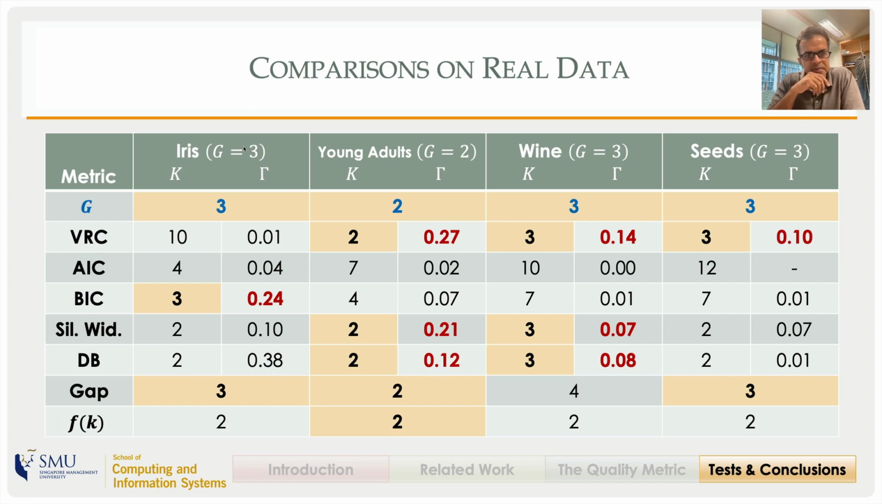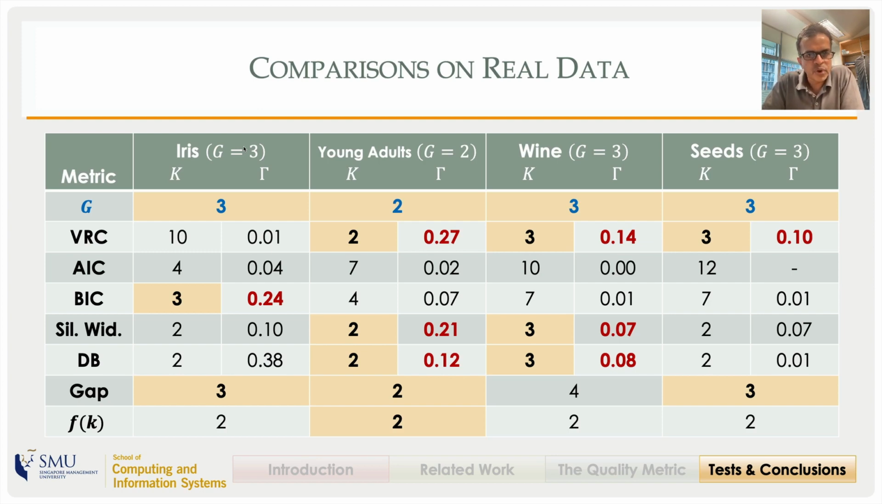When we go to the real data, we assume that the number of classes we have should be the right number of clusters. So for iris data, we have 3 species of flowers, so the number of clusters should be 3, young adult, male and female, 2 classes. Wine is supposed to be 3, seeds supposed to be 3 also.